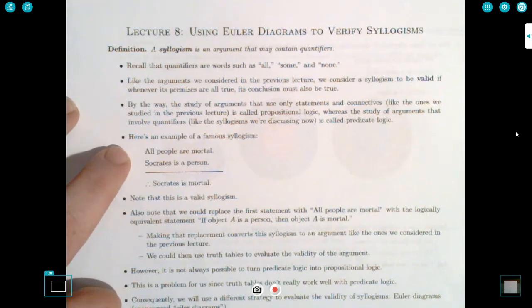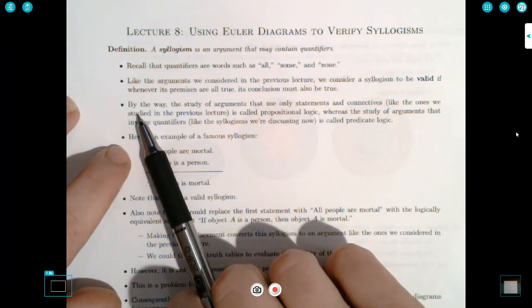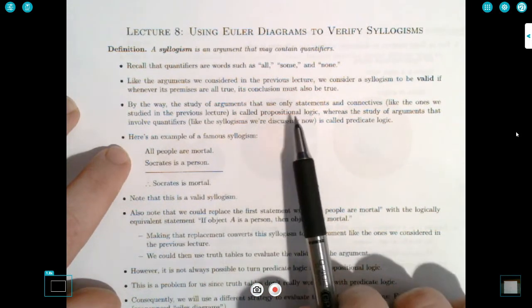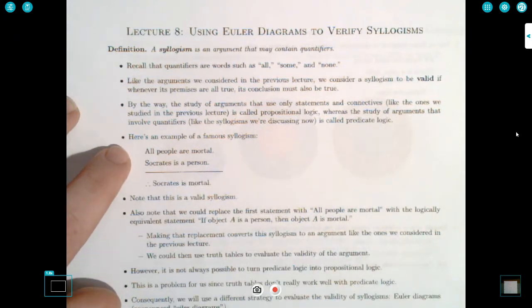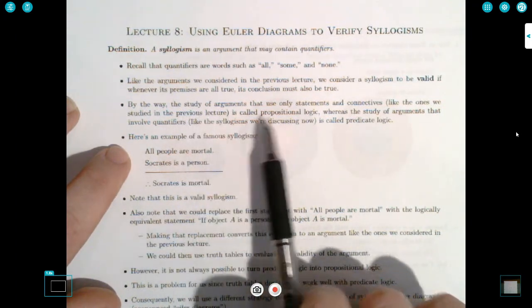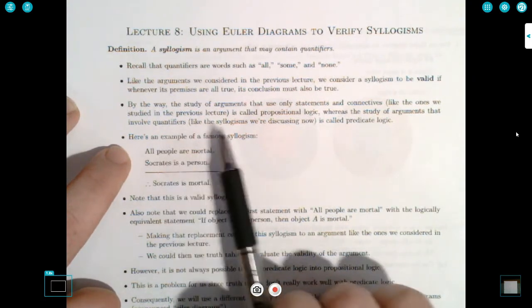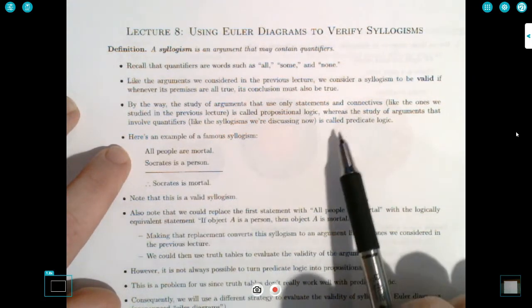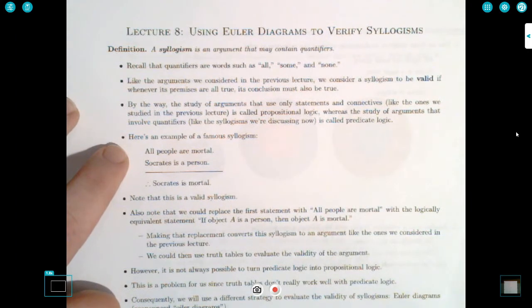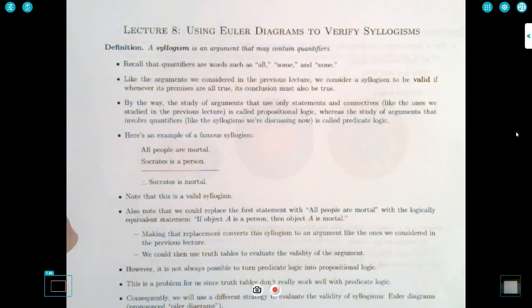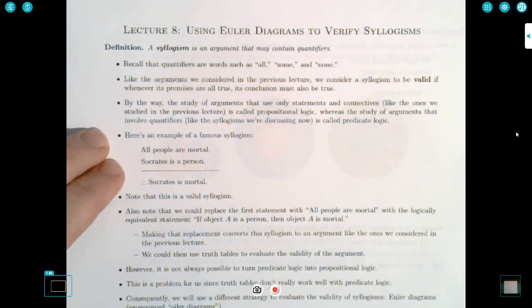And by the way, I should mention something now that maybe I should have mentioned before. Just for your information, the study of arguments that only use statements and connectives, like the ones that we studied in the previous lecture, is called propositional logic, whereas the study of arguments that involve quantifiers, like the syllogisms we're discussing now, is called predicate logic. So predicate logic is a little bit more complicated than propositional logic. And we'll see why in this section, but here's an example of a syllogism.